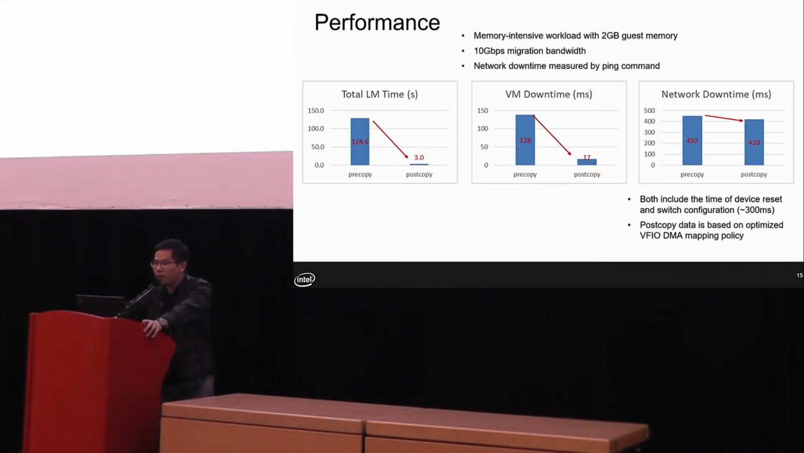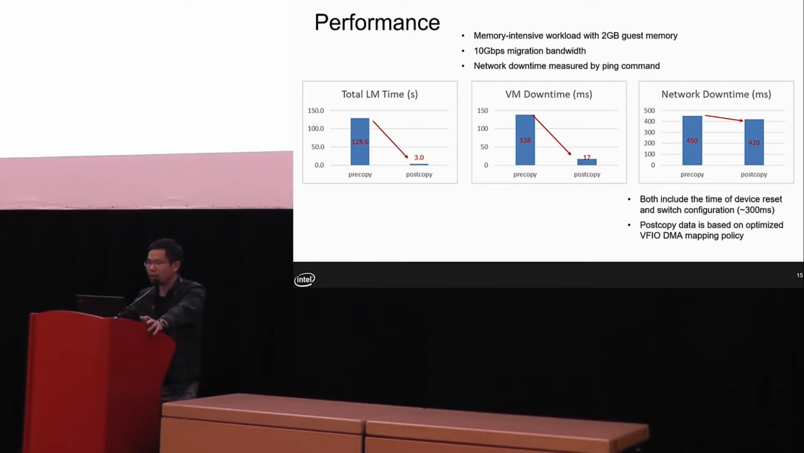We measured the performance using a memory-intensive workload with 2 GB guest memory and 10 Gbps migration bandwidth. Here we list three benchmarks. The first one is total live migration time. Pre-copy used 128 seconds, and post-copy used only 3. The second is the VM downtime. Pre-copy downtime is 138 milliseconds, post-copy only 17.